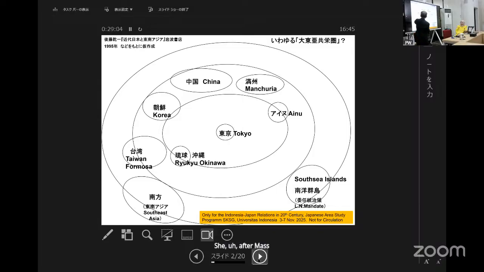In the aftermath of the Sino-Japanese War, Japan obtained Formosa, and following that, integrated Korea into the Japanese Empire. And the South Sea Islands. And finally, with the beginning of the Pacific War, Japan invaded Southeast Asia. And next, please.